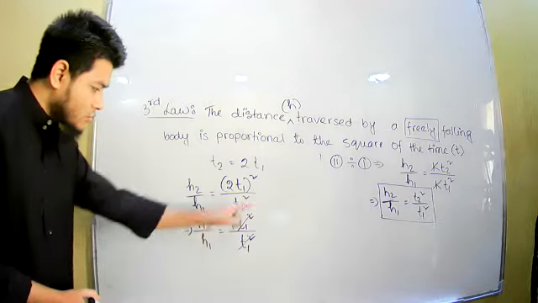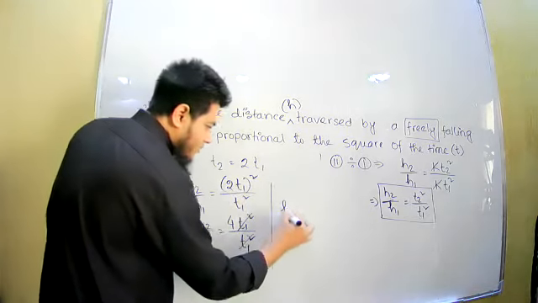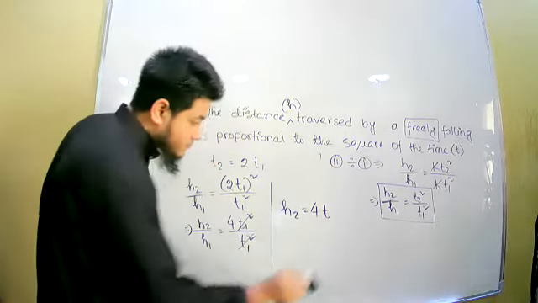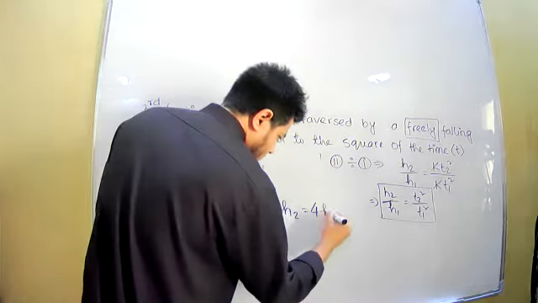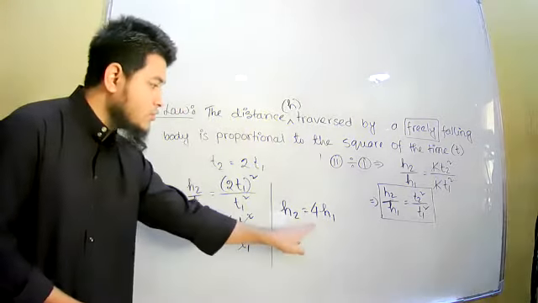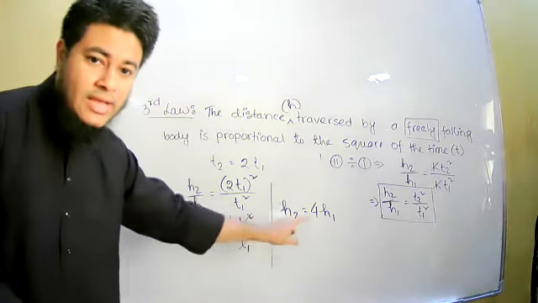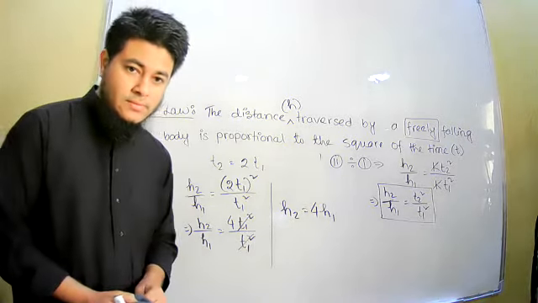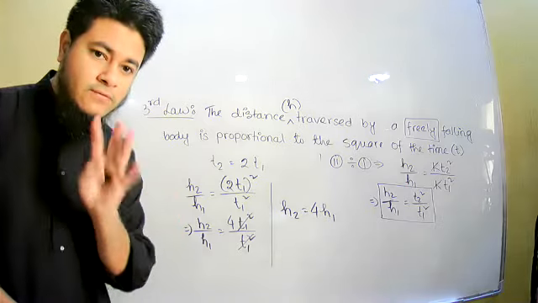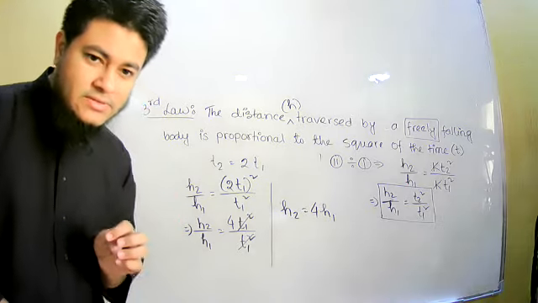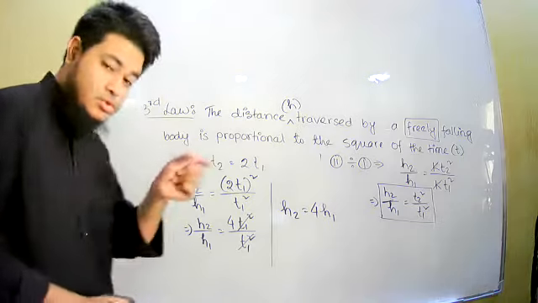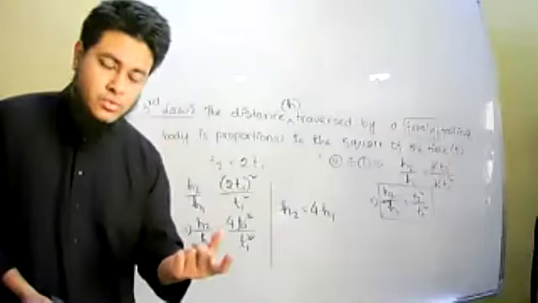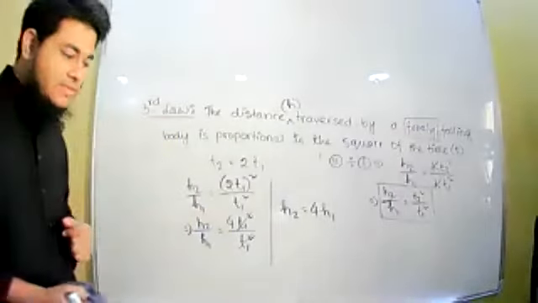Now this H1 can be cross multiplied. So if you cross multiply, what are you going to get? H2 is equal to 4H1. That means the height of the covered distance has become 4 times. It has become how much? 4 times. Someone has asked whether it can be 2 into 2. You know, 2 square can be written as 2 into 2. No problem, it means the same.